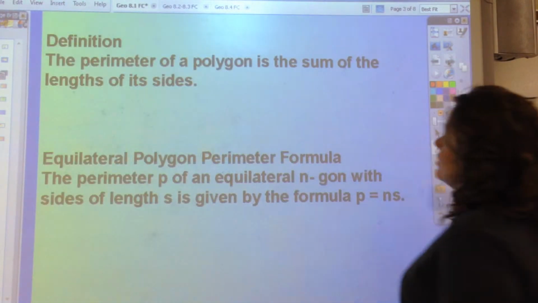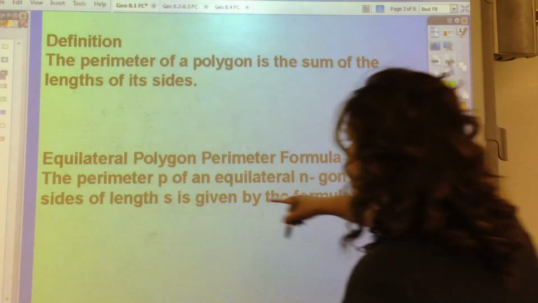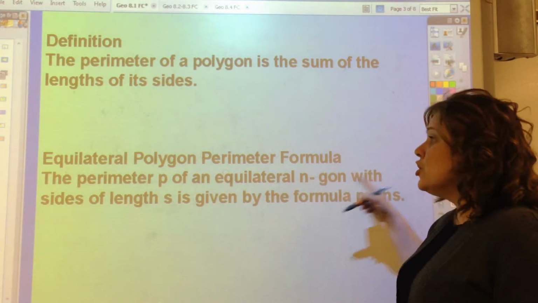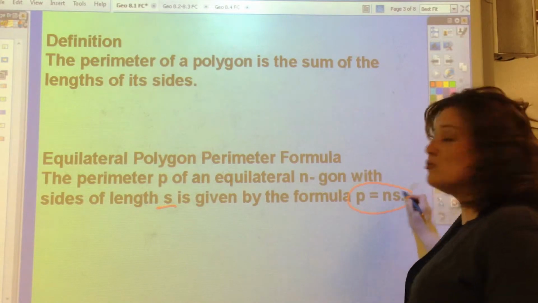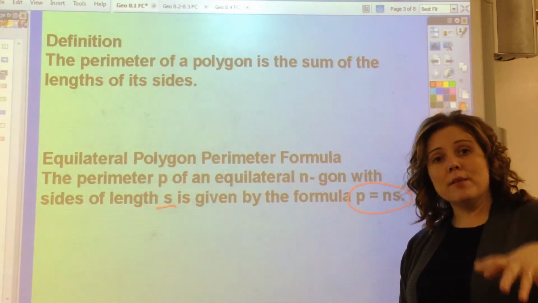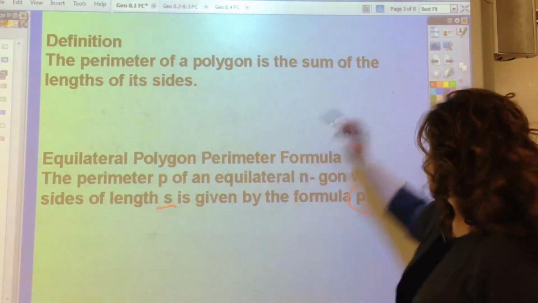All right? The definition here, if you want to write it down, is: the perimeter of a polygon is the sum of the lengths of its sides. The equilateral polygon perimeter formula says that the perimeter of an equilateral n-gon with side lengths s is given by the formula perimeter equals n times s. So the number of side lengths multiplied by the value of each length.